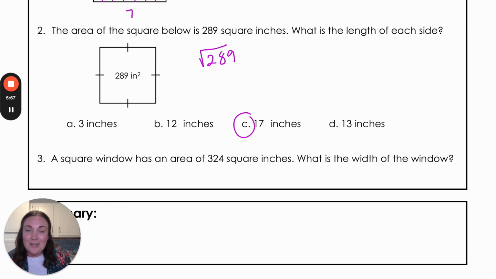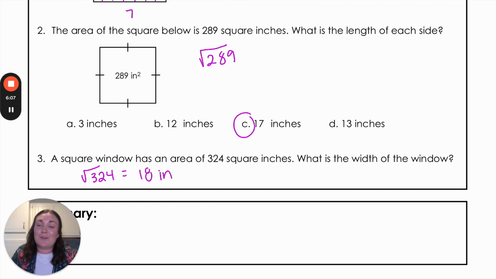Last one, a square window has an area of 324. What is the width of the window? So again, if it's a square, we want to take the square root of 324, and that is going to give us 18 inches for each side.